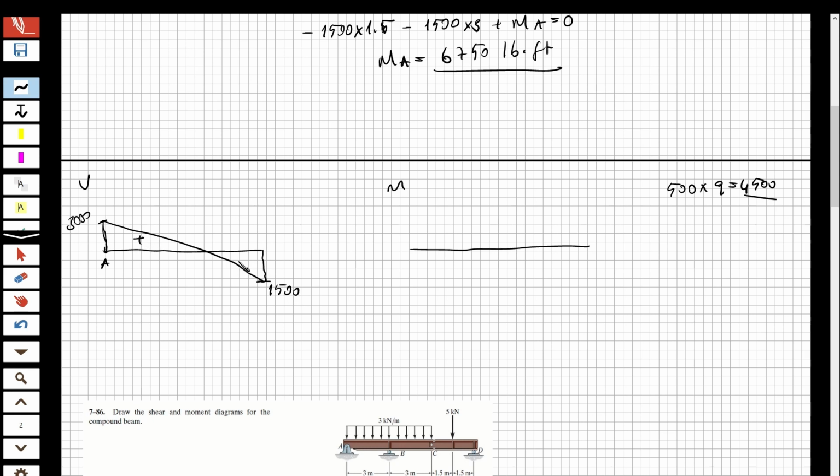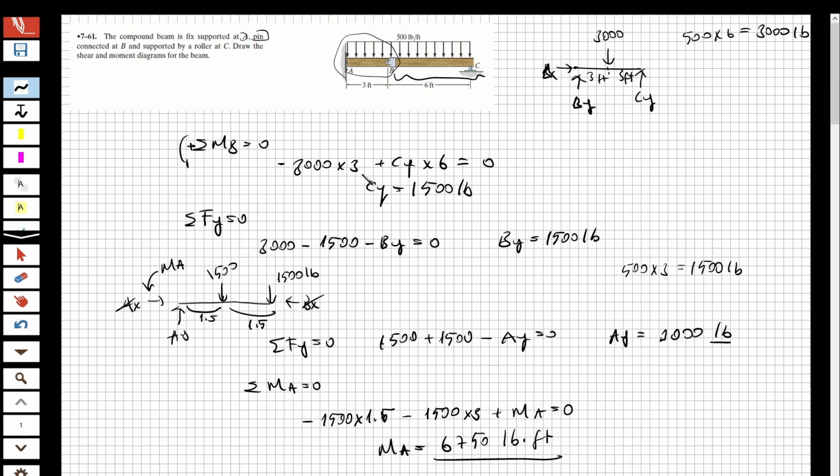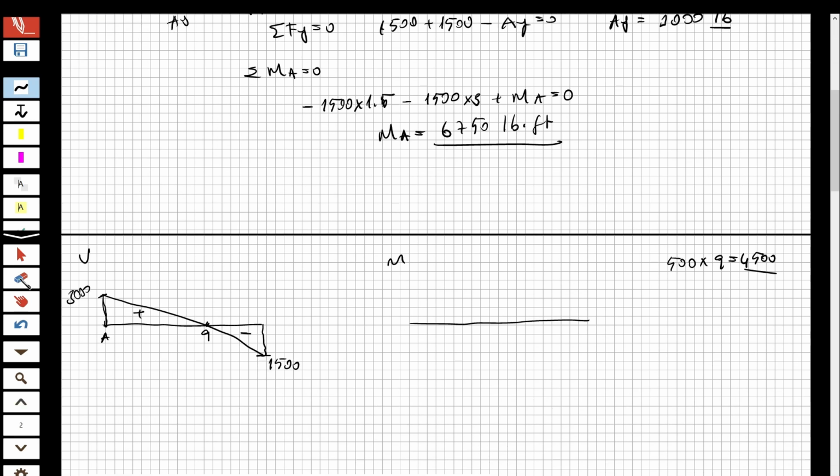Okay, this is going to be positive, this is going to be negative. This is the point, I guess it is 9, and this is 6, right? So let's check. Oh, sorry, this is 6. Sorry, I confused. This is 6. This is 3. So now this is the point 9. Now we obtain the shear diagram.